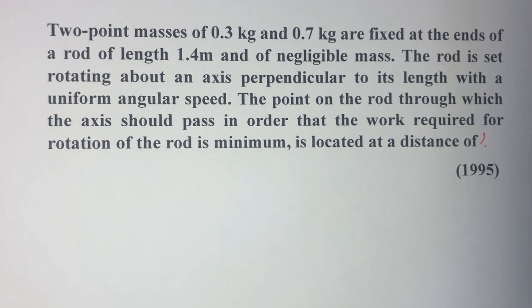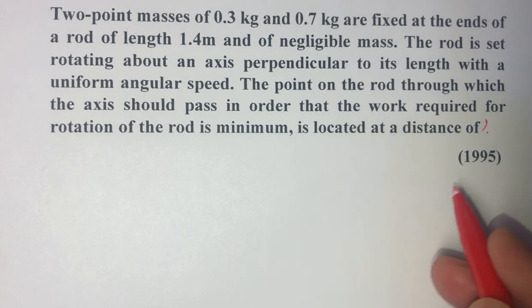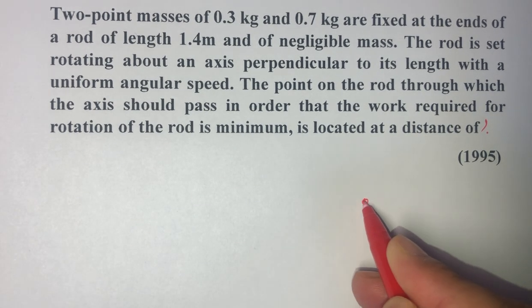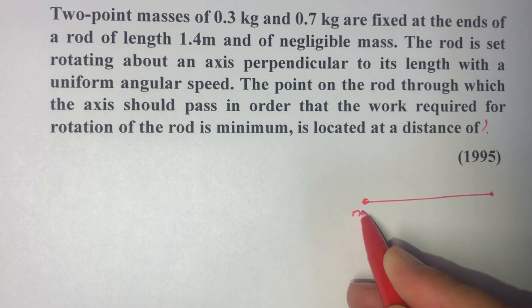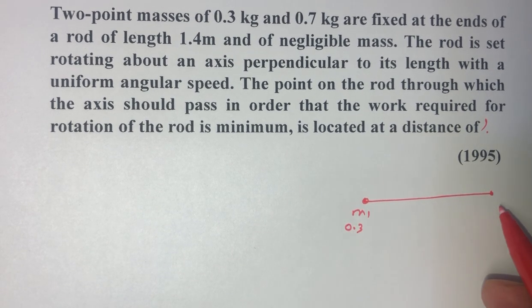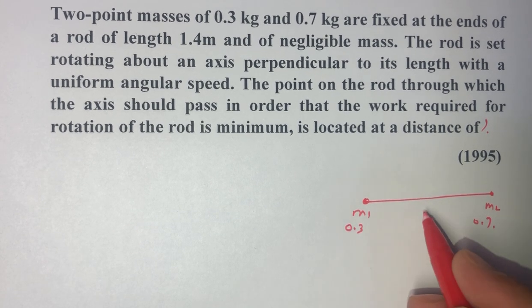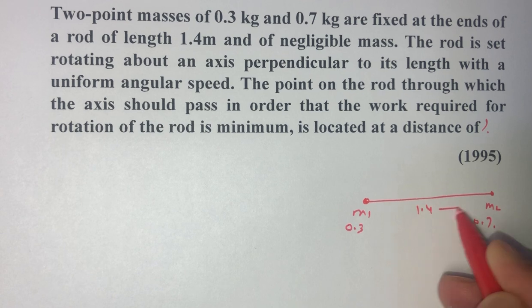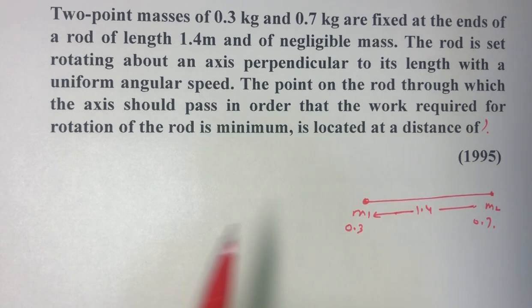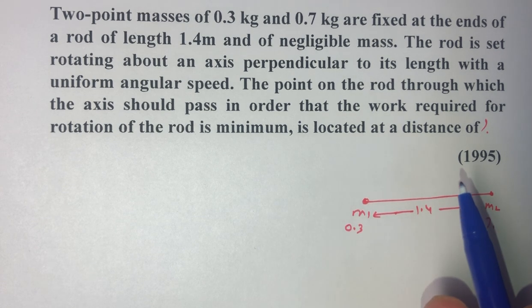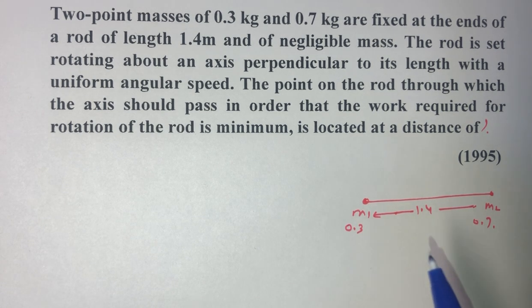So we have to find out the point through which the axis is going to rotate so that the work done is minimum. So we are given that there are 2 point masses. Let us suppose this is M1, which is 0.3 kg, and we have M2, this is 0.7 kg, and the distance between the two is given as 1.4 meter, and we are supposed to find out the point of rotation where the work done is minimum.